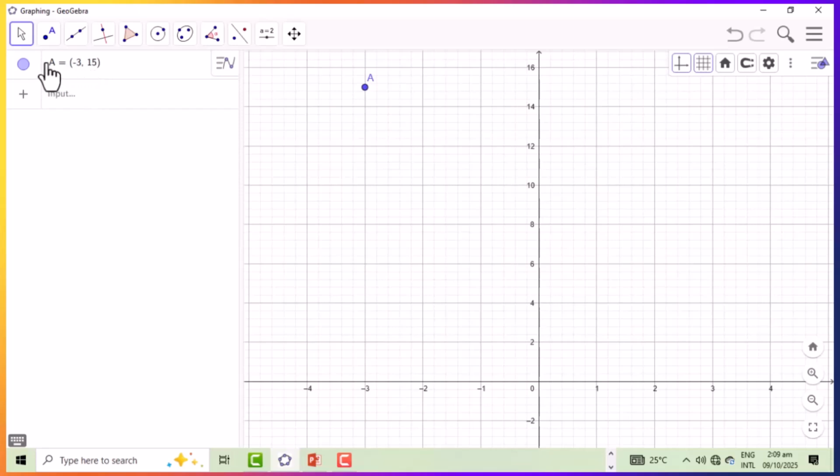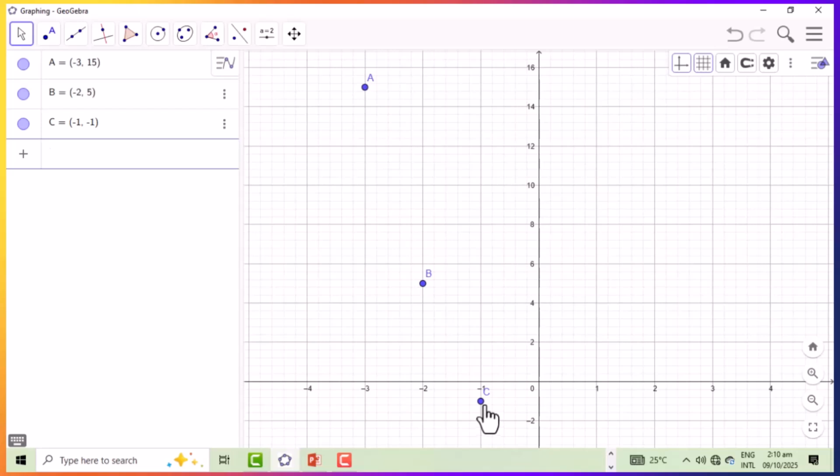We move on to the second point, negative 2, 5. I've also named that point B, which is placed nicely over here. The next point is negative 1, and the point is also labeled C. Negative 1 is also done nicely over here.